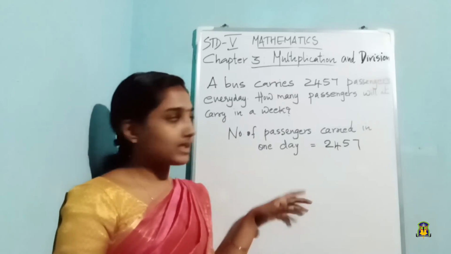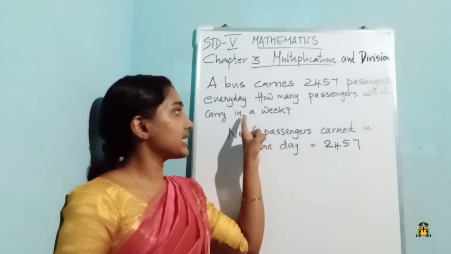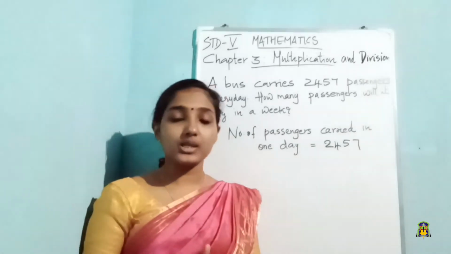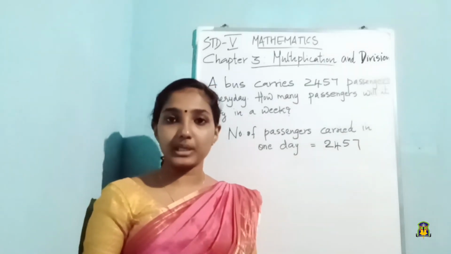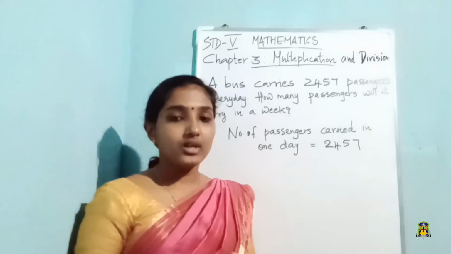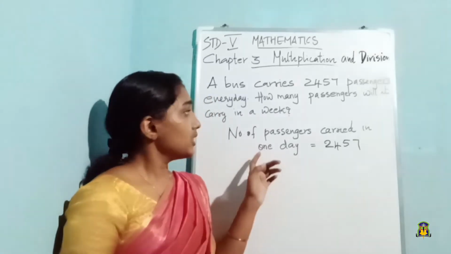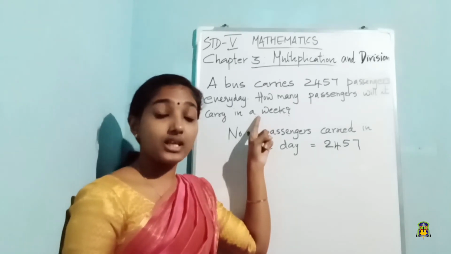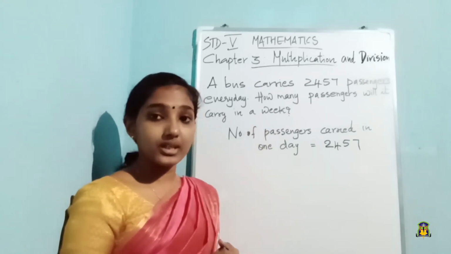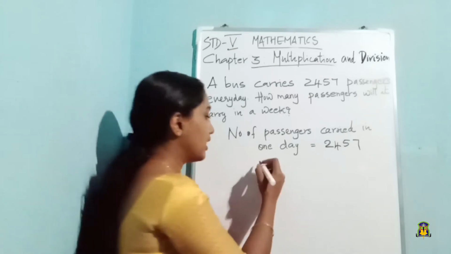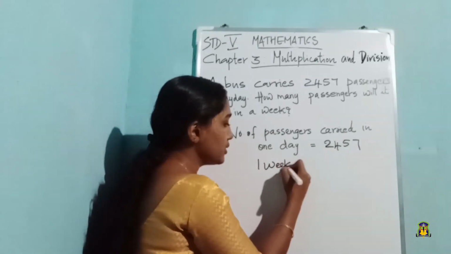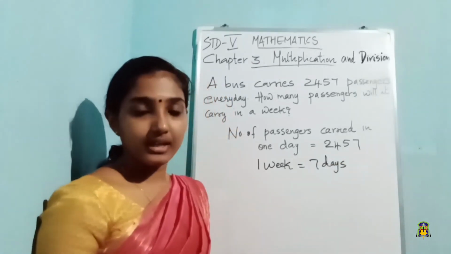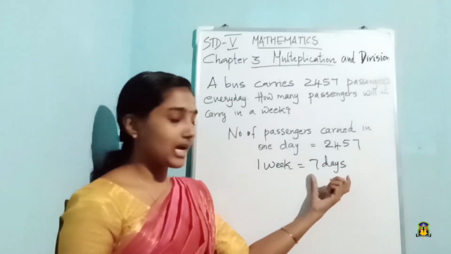Okay, now what we have to find? We have to find how many passengers will it carry in a week. In a week, how many passengers will it carry? The bus carries how many passengers in a week? Okay, so in a week, we have to find the number of passengers in a week. So, in 1 week, there are how many days? 1 week equal to 7 days. So, we have to find the number of passengers in 7 days.